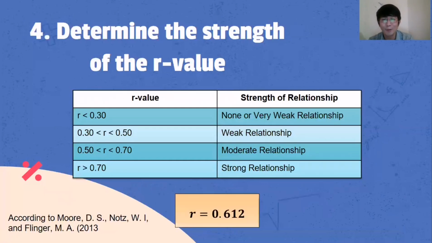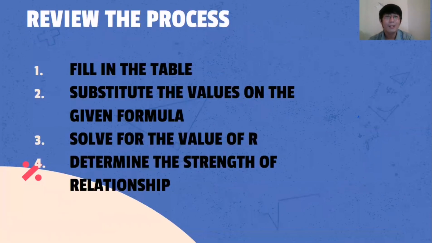Okay? Let's now try to review the process that we have. The first one is we need to fill in the table. The next one, substitute the values on the given formula. Number 3, solve for the value of R. And the last one, determine the strength of relationship.